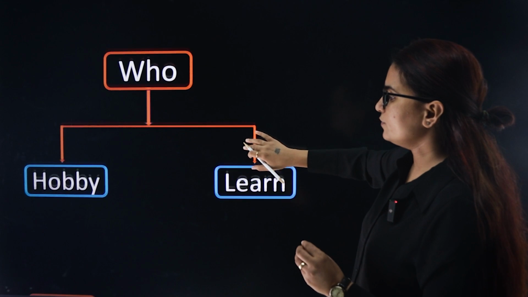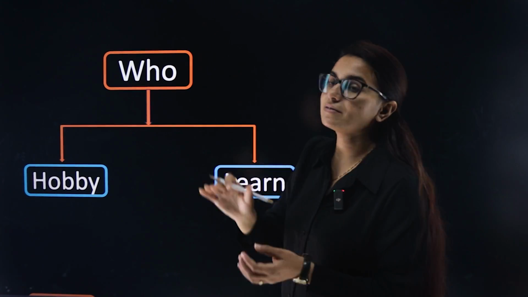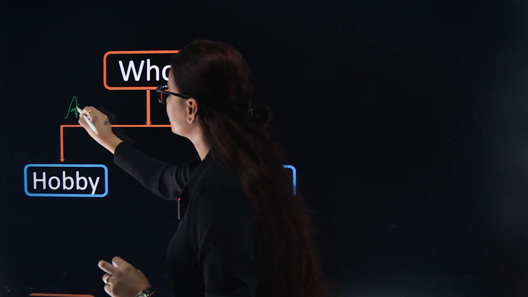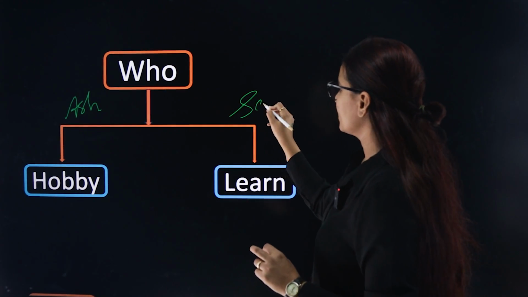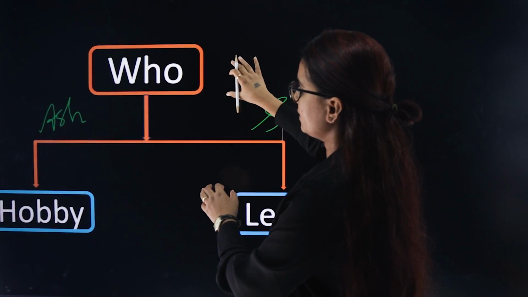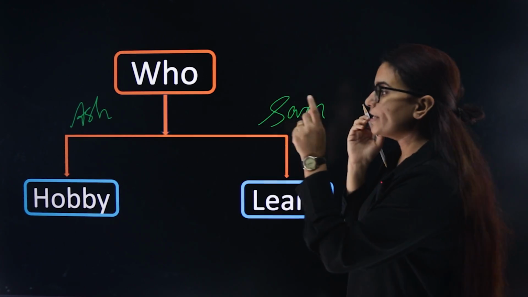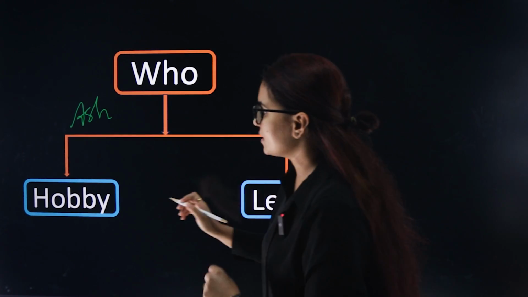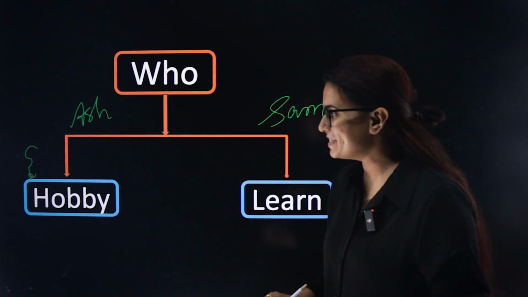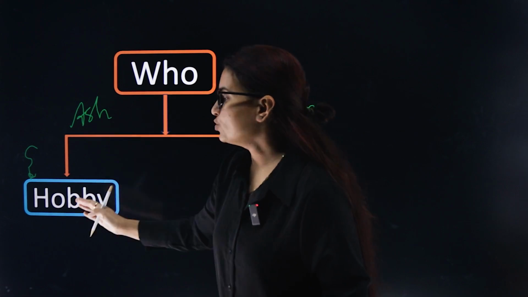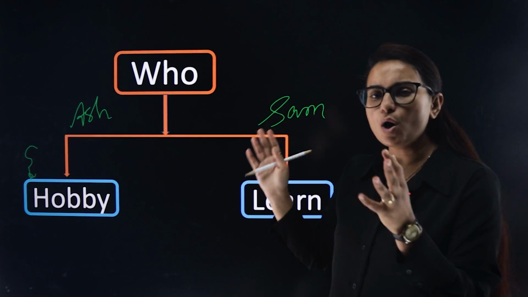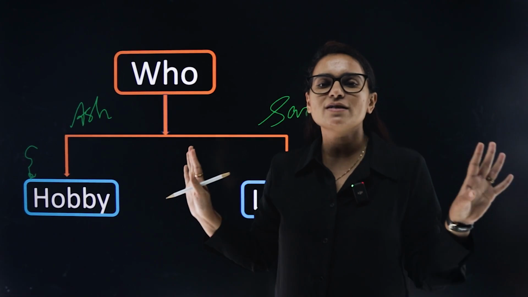The first understanding we should have about reading is who is reading. Let's take the example of 2 people: Ash and Sam. Both of them are trying to read books. I'm going to zoom in a little bit so that you guys can find it comfortable. Ash is somebody who is reading because she has a hobby of reading. She enjoys reading books. She reads a lot of novels, a lot of self-help books, and she's just amazed by it.